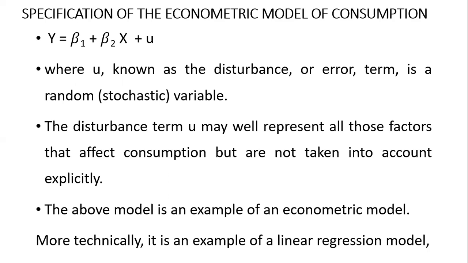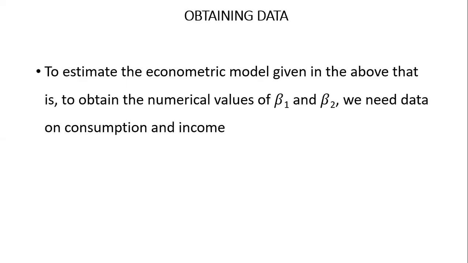We only have one independent variable, which is x, which is income. But other things apart from income affect consumption. So U captures all other factors that could affect consumption. The above model is an example of an econometric model. More technically, it is an example of a linear regression model, specifically a simple linear regression model.